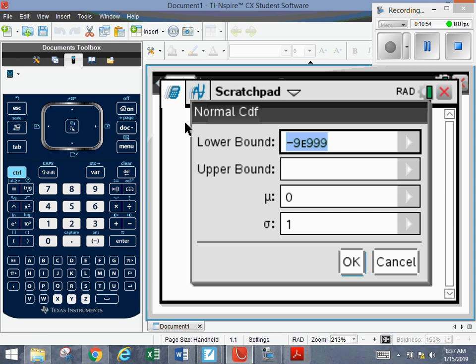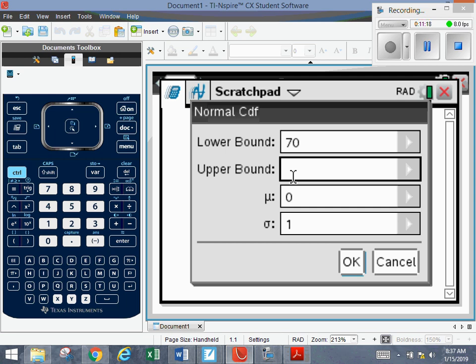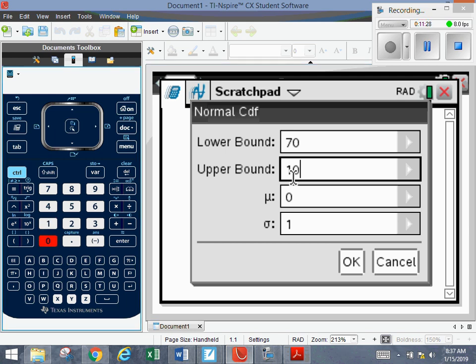You got to choose what your lower bound and your upper bound is. So, from where to where? In this case, our picture went from 70 all the way to infinity. If we wanted to know less than 70, we would go from 70 to negative infinity. But in this case, we're going from 70 to infinity. So our lower bound is 70. Now, your calculator doesn't understand infinity, so we'll put in a number as close to infinity as your calculator can handle. Most calculators can handle 10 to the 99th power. That's pretty good.